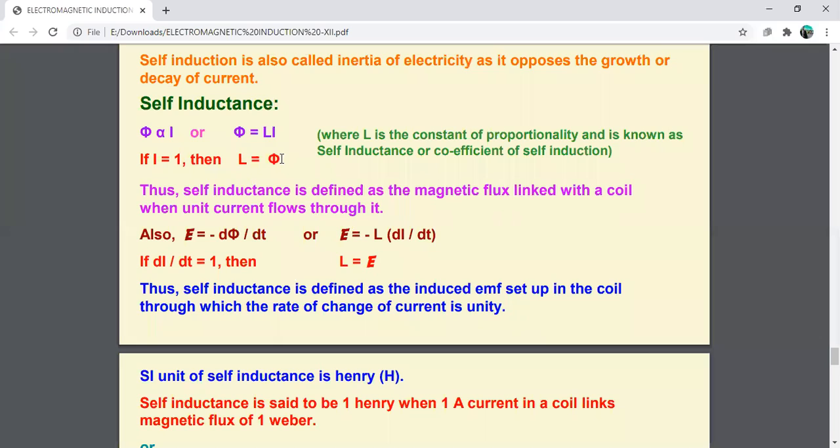Here we have seen that the coefficient of induced EMF becomes equal to magnetic flux, and now it becomes just equal to induced EMF. So now we can have another definition of coefficient of self-induction or self-inductance. Self-inductance is defined as that much induced EMF set up in the coil through which the rate of variation of current is unity.